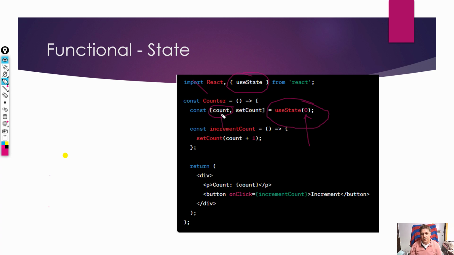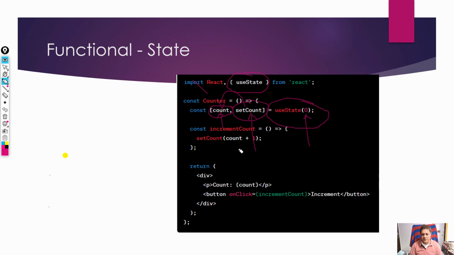This gives us two pieces of information. One is count, that means the actual value, and the second thing is a function. It is an anonymous function, we give it a name actually. setCount is a name given to the anonymous function. What this function does for you is, whenever you pass the parameter, it will update the value of this count value. This is the beauty.